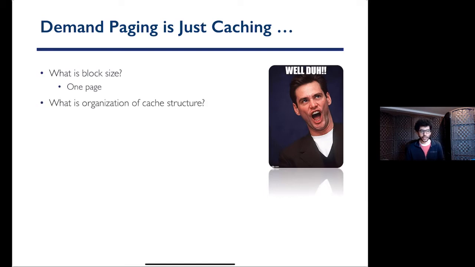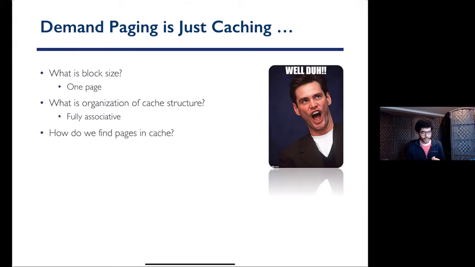Now, what is the organization of our cache? What kind of associativity do we want to have? If you remember, we talked about direct-mapped caches, n-way set associativity, and fully associative caches. When you're talking about physical memory as a cache for permanent storage, we're talking about a fully associative cache, because any virtual page could be mapped to any physical page. The address that you have, which is your virtual address, can go anywhere in your physical memory. So you have a fully associative cache.